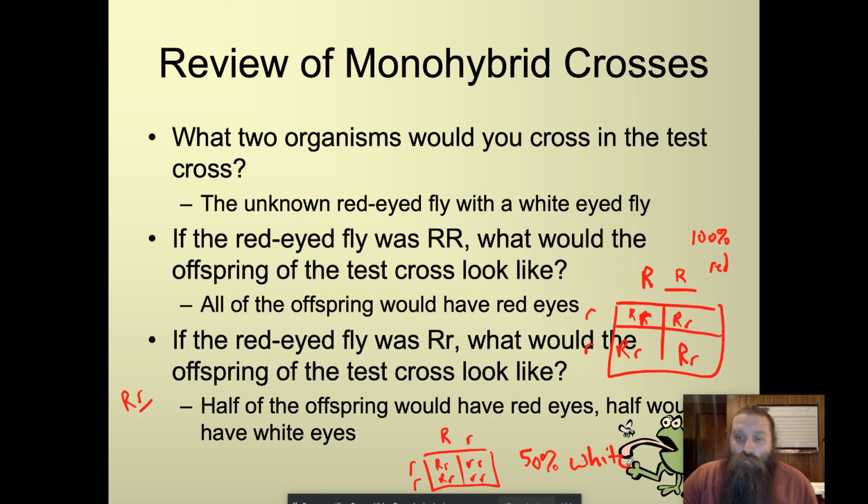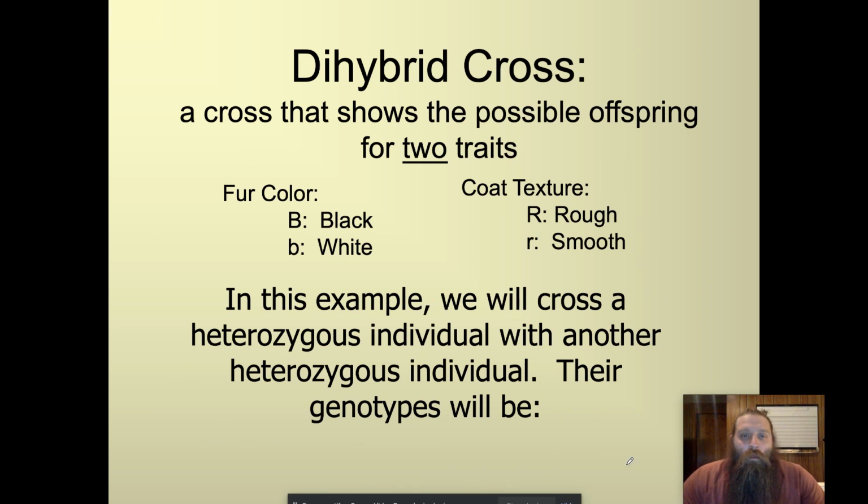Now, that's monohybrids. We've done a lot of monohybrid crosses. You've practiced those. That's just a brief review. Let's look at dihybrid. Dihybrid crosses two traits at once. So in this example, we're going to do fur color and coat texture, and we'll say it's mice.